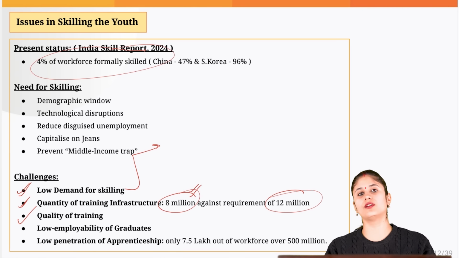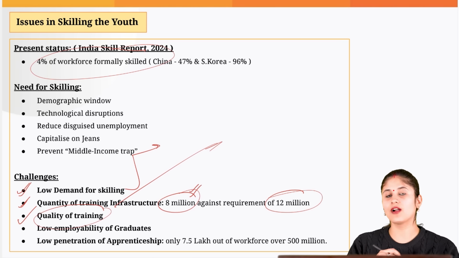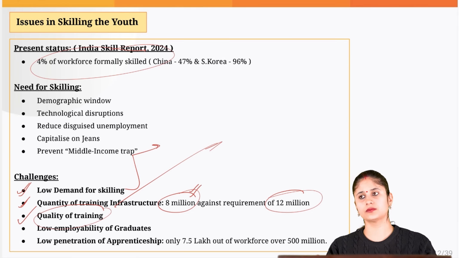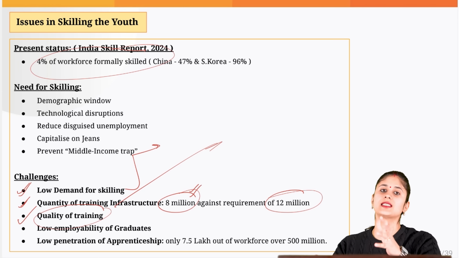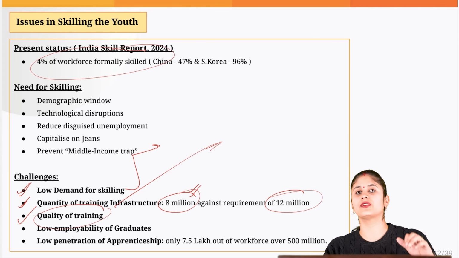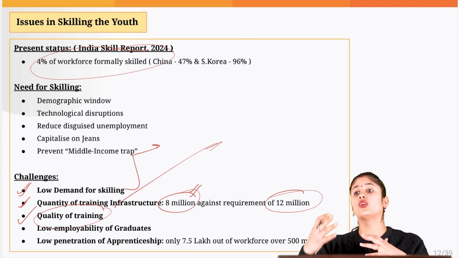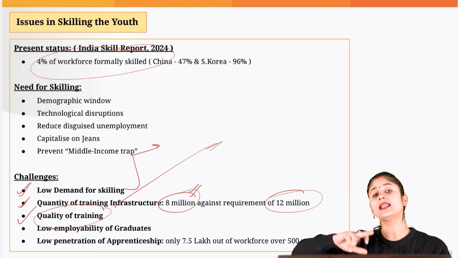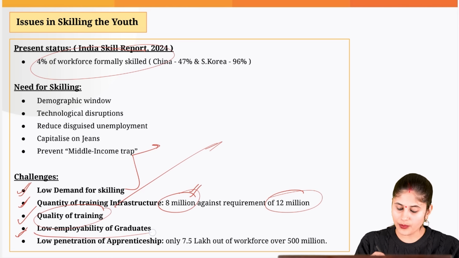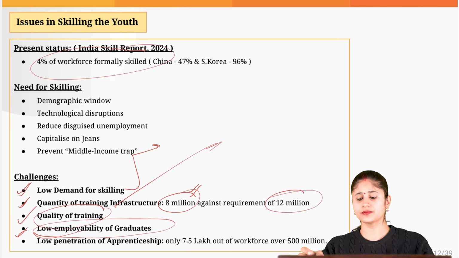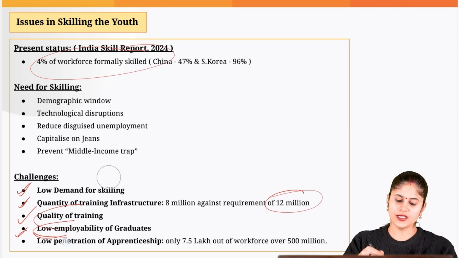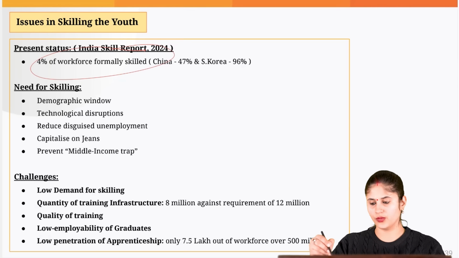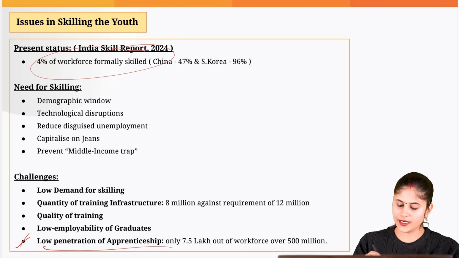Then there is an issue with the quality of training, and this is because of lack of industry-academia linkage. The training centers in India are not providing the skill set demanded by Industry 4.0, for example computer literacy, or training in augmented and virtual reality. We are providing those skill sets which are not needed by Industry 4.0, and that is the reason we have low employability of the graduates. And another problem is low penetration of apprenticeship.